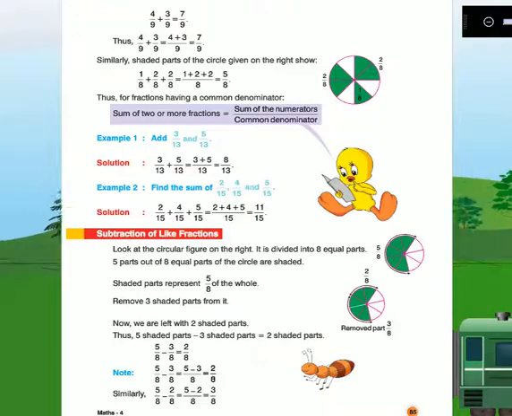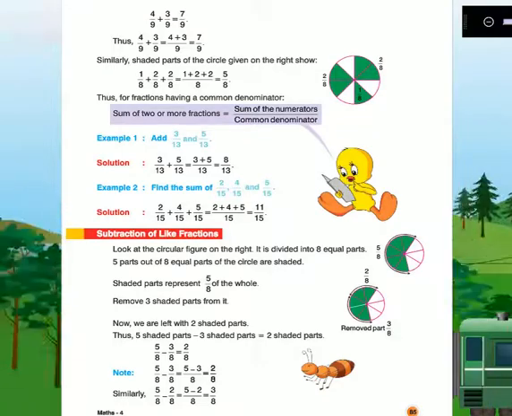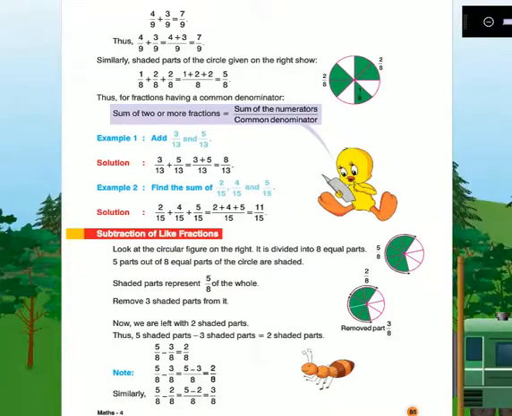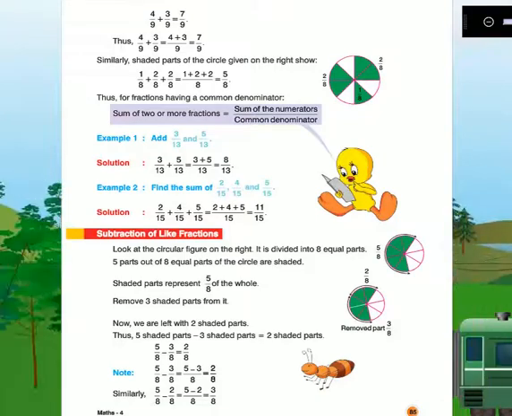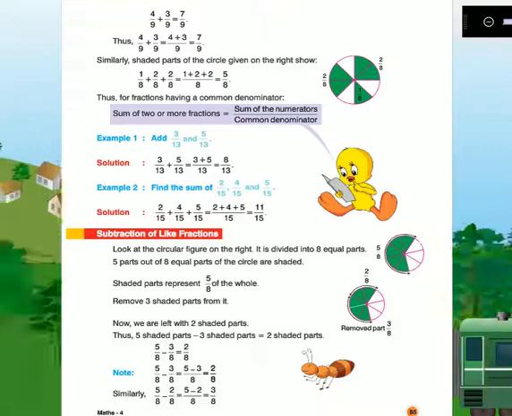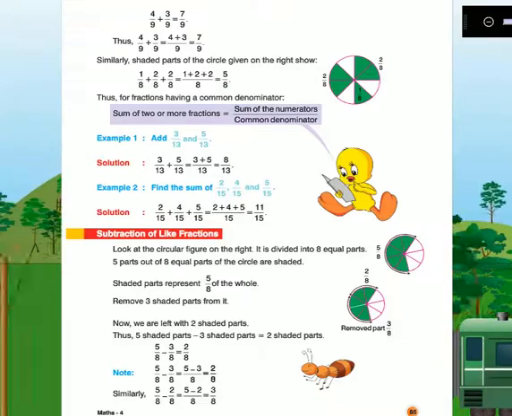Example 1. Add 3 by 13 and 5 by 13. Solution: 3 by 13 plus 5 by 13 is equal to 3 plus 5 by 13, that is 8 by 13. Subtraction of like fractions.